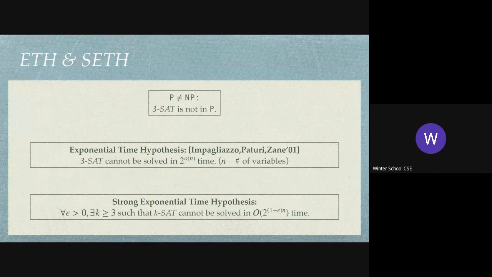And what it says is that for every epsilon greater than 0, there exists a k such that k-SAT cannot be solved in order 2 to the (1 minus epsilon) times n. I wish I could tell you more about these hypotheses, but unfortunately I'm not the right person. I do not know much about them, but you can probably talk to other speakers if you want some more insight into these hypotheses.